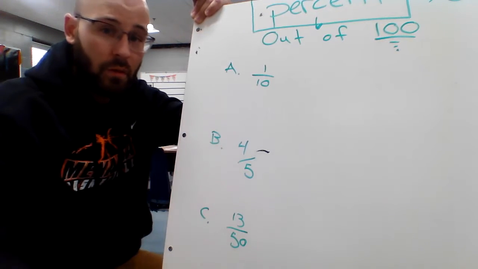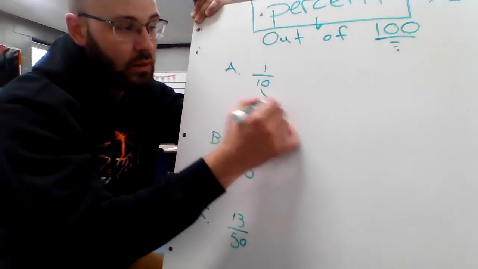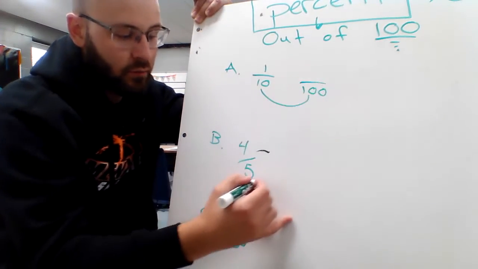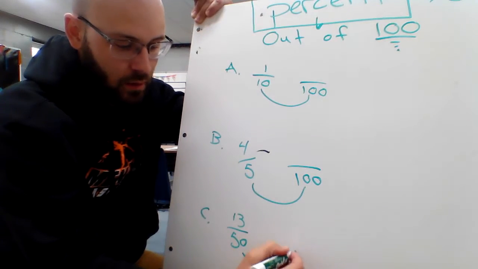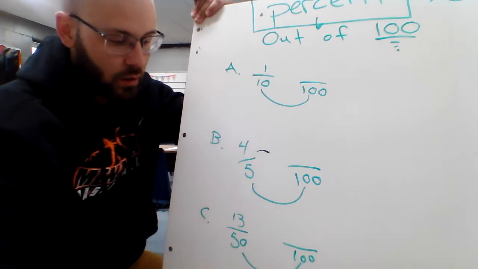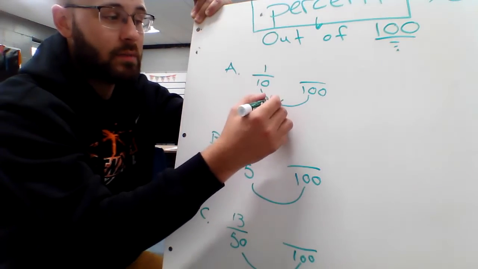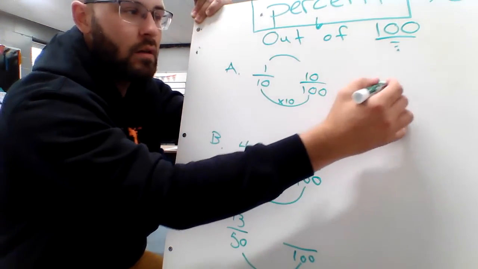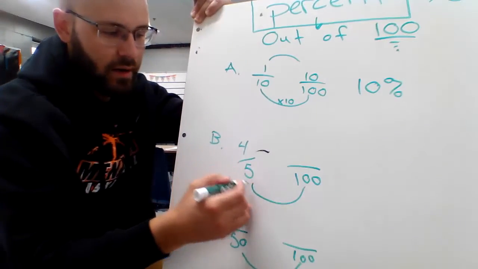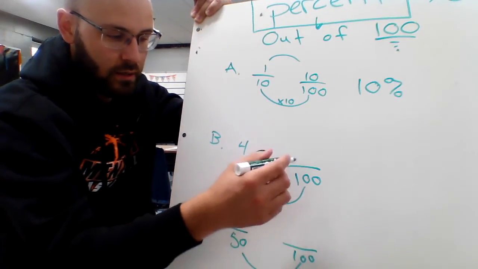Okay, if you're done with your problems, here's how it worked. 10 becomes 100. I need to make every single one of these out of 100. That's what percent's all about. Okay. So let's figure that out. 10 becomes 100 by multiplying by 10. 1 times 10 is 10. That's 10%.